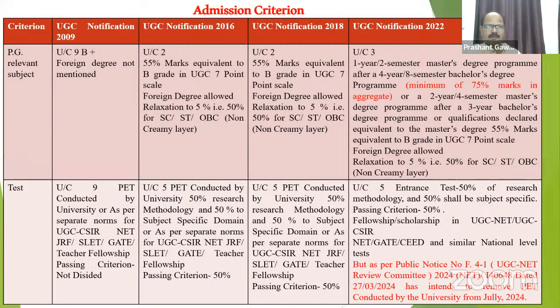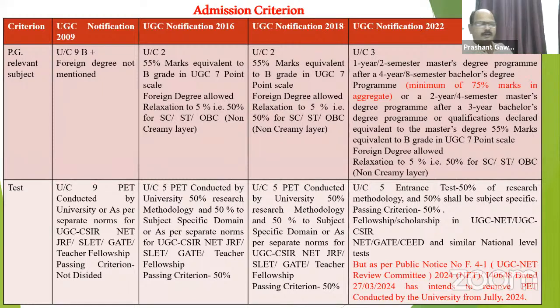Now, under clause 2 of this notification 2016, again 55% of marks, equivalent to the B grade in the UGC 7-point scale, right? That means the grading system introduced by the UGC was followed under the 2016 UGC notification. That's why the percentage of marks is 55, equivalent to the B grade in the UGC 7-point scale.